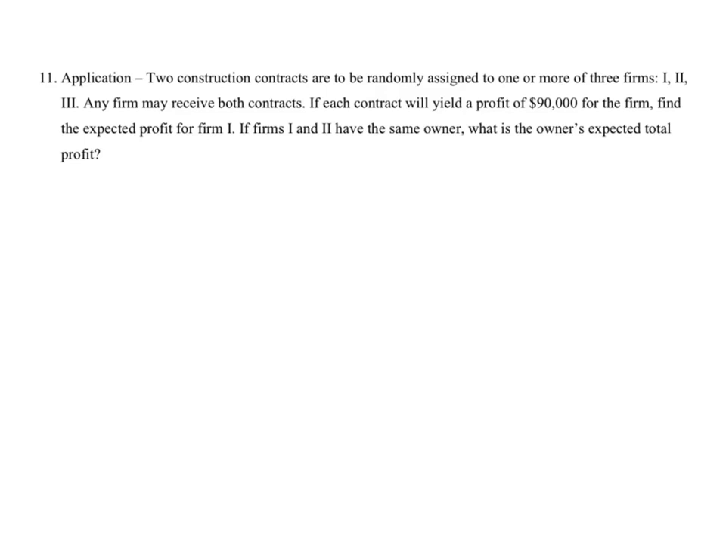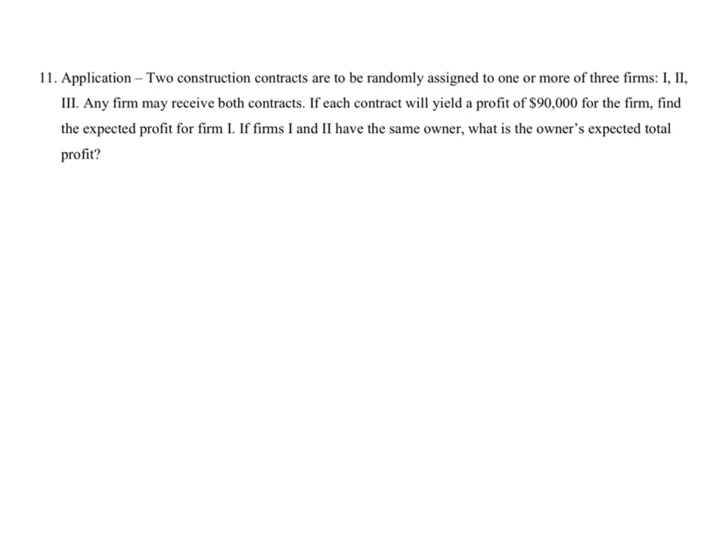Okay, we have two construction contracts that are to be randomly assigned to one or more of these three firms, 1, 2, 3. Any firm may receive both contracts. Each contract will yield profits of 90,000 for the firm, and we want to find the expected profits for firm number 1.